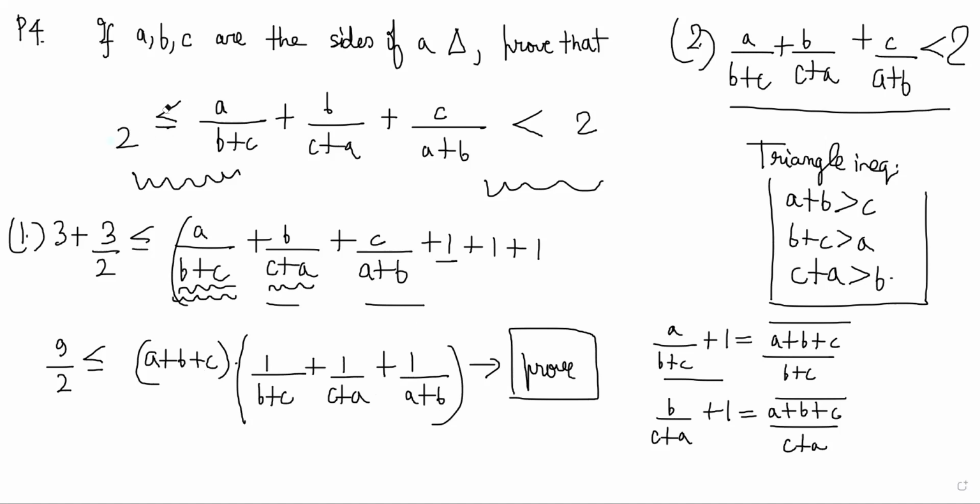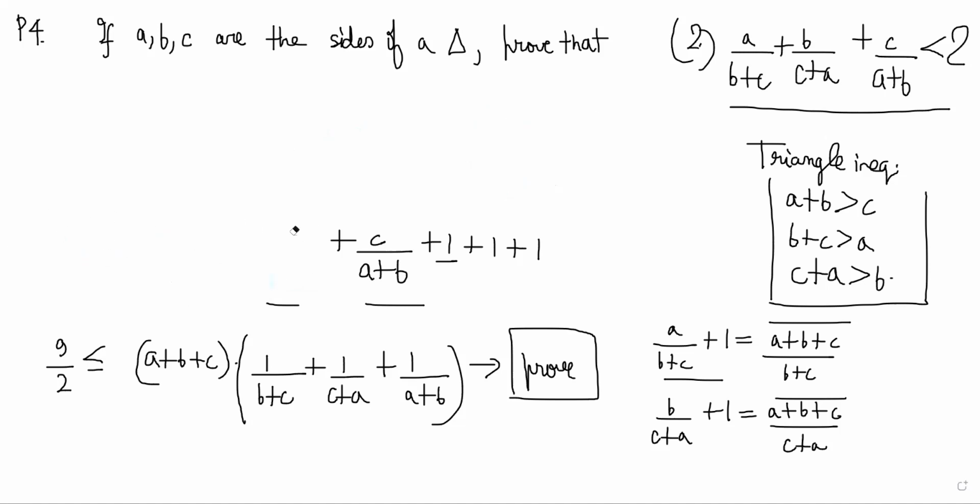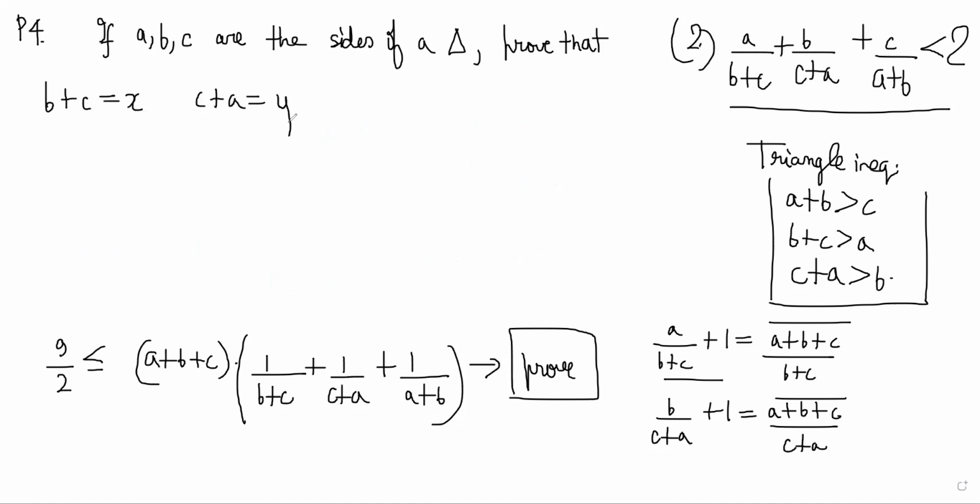So now in inequalities involving triangles and their sides, there is a very famous substitution that sometimes simplifies matters. The substitution that helps you solve inequalities like that many times is this. Call b plus c as x, c plus a as y, and a plus b as z, right?